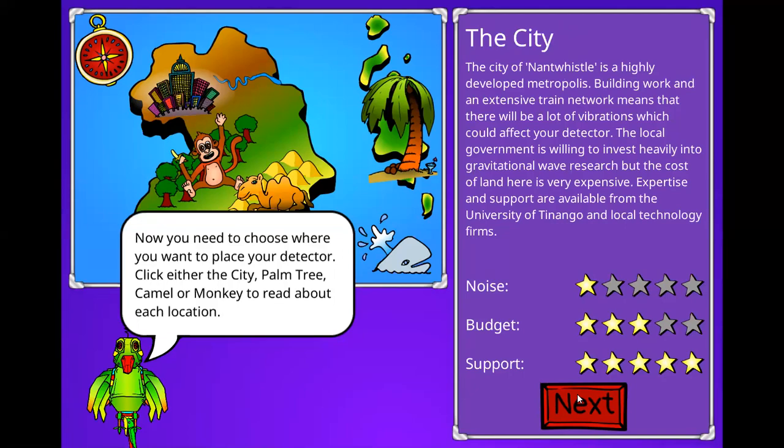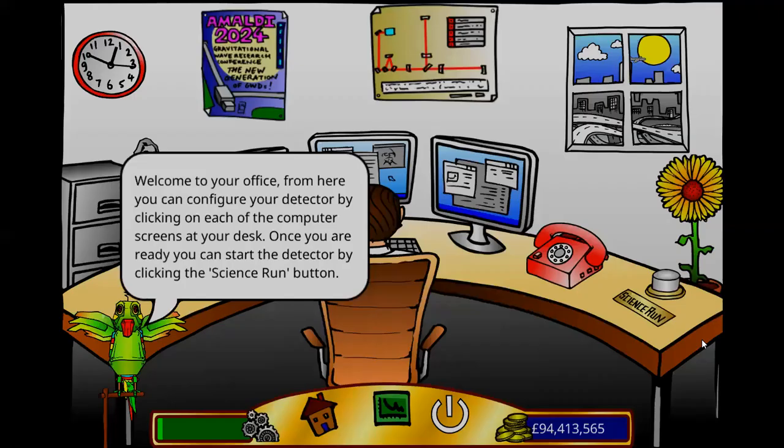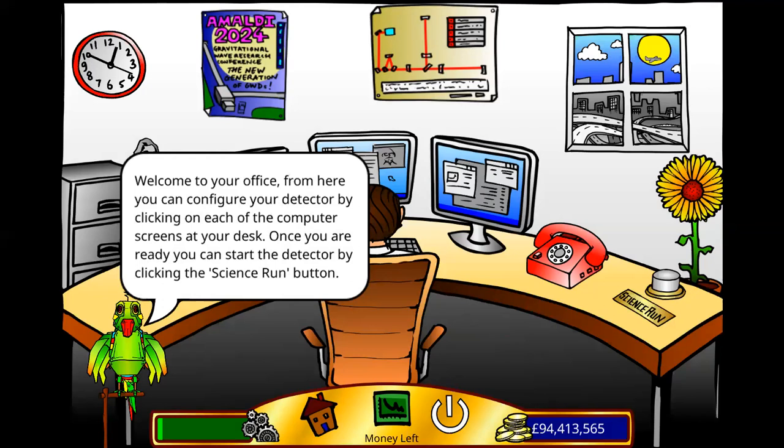Okay, thank you. So, this is your office now. You see your budget here in pounds. You have something less than 100 million. And now, here are different controls that you will need to buy components and install in your detector.